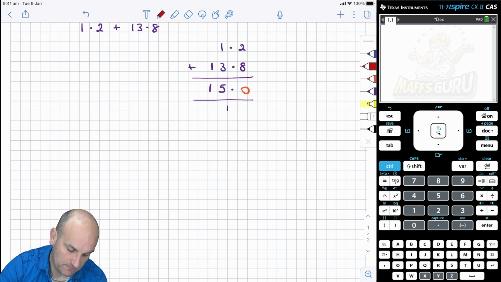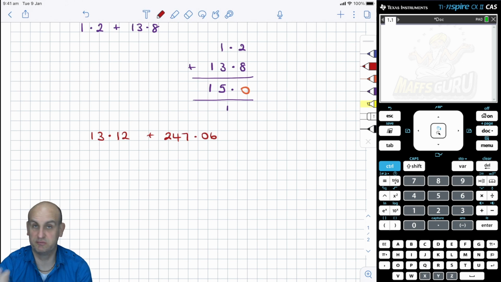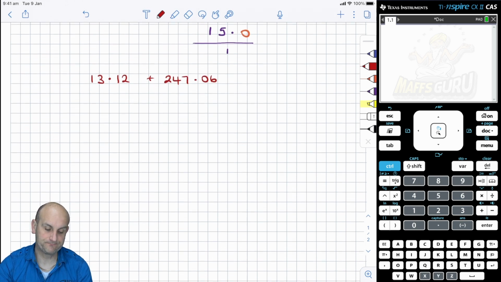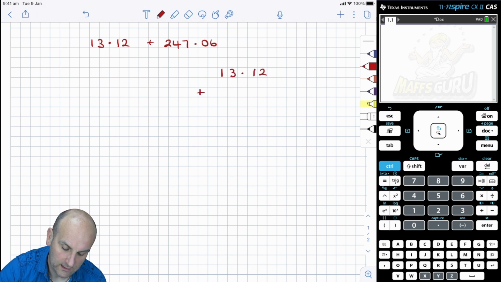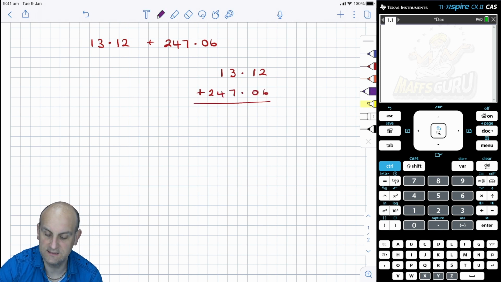Let's do one more example. Let's do 13.12 plus 247.06. Not difficult really, hopefully. So let's do 13.12, and I'm going to add on to that 247.06. Let's add all of them.